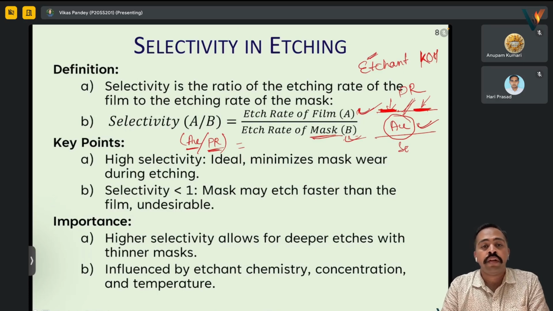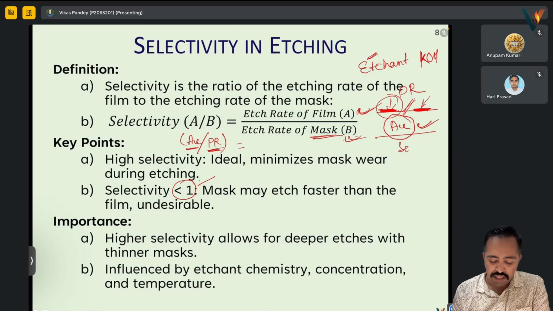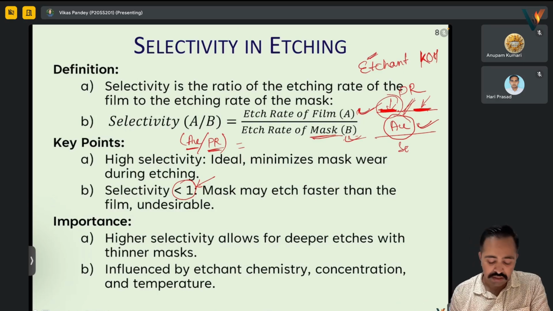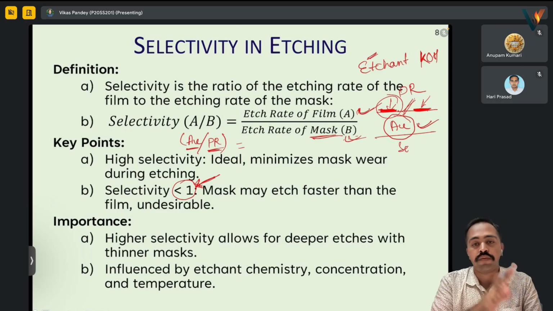So high selectivity is the ideal case, where the mask will not be affected at all, and only the film that we want to remove will be affected. And when we have a selectivity lower than 1, the mask may etch faster than the film. Sorry, 1 is the minimum required. It must be at least 1.